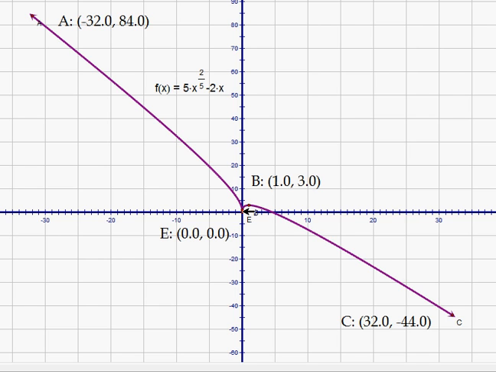So 0, 0 would be a local min, because locally this is the lowest point in the area. And 1, 3 would be a local max, because locally in this area this is the highest point. I may have screwed up. I think I said max here. This is a local min.